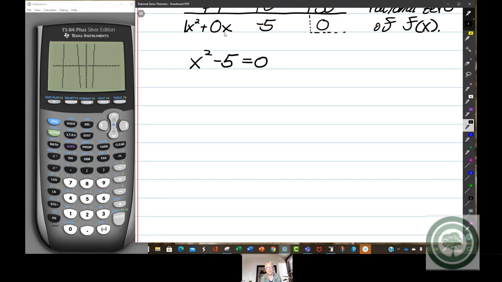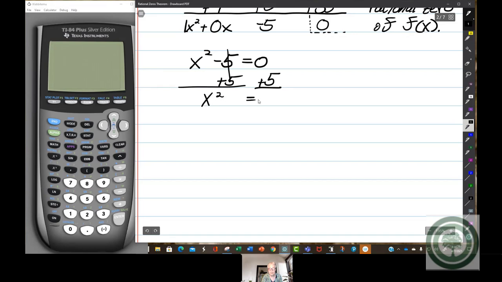Here, the first degree term, the linear term, is missing. So what we're going to do is use the square root principle instead of the quadratic formula. Add 5 to both sides. X squared equals 5. Take the square root of both sides, because nobody cares what x squared equals. They want x. Remember to put your plus or minus. The square root of x squared is x. So, plus or minus the square root of 5 are going to be your other zeros. That's how they're referred to, the other zeros.